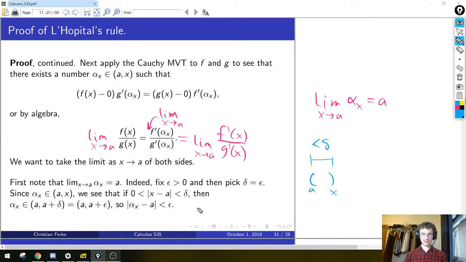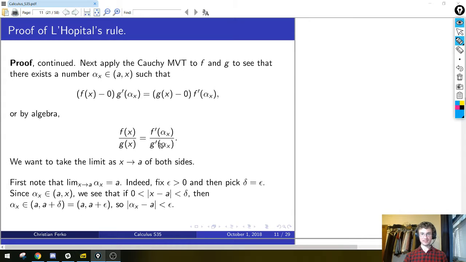So if this thing is true, then by definition, alpha x lies in the interval from a to x, which is the same as the interval from a to a plus delta, based on this assumption here. But delta equals epsilon, so alpha x lies in a to a plus epsilon, open interval, and that means that the absolute value of the difference, alpha x minus a, is also less than epsilon. Just by looking at this, this guy sits in an interval, and by the definition of interval, that's true. So that's the first thing. The limit as x goes to a of alpha sub x is a. Kind of obvious geometric reasoning.